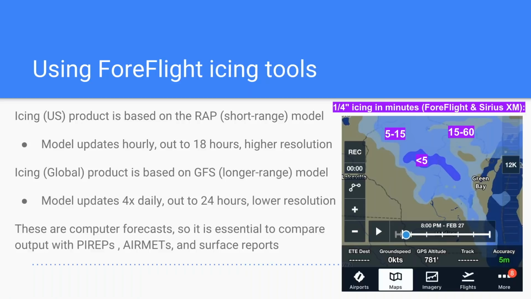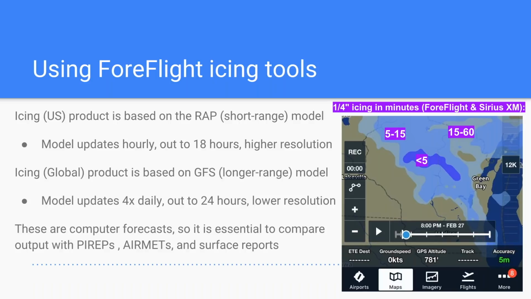Icing US is a product based on the RAP model. That is a short-range model that typically goes out 18 hours. It's higher resolution, and the model updates hourly. That is different in ForeFlight than the icing global product, which is based on the GFS model. That's a longer-range model.